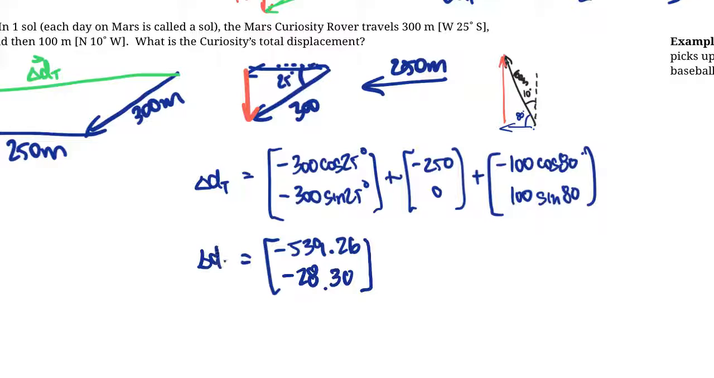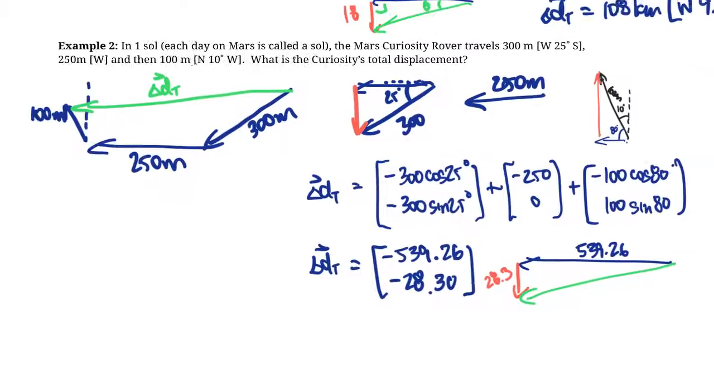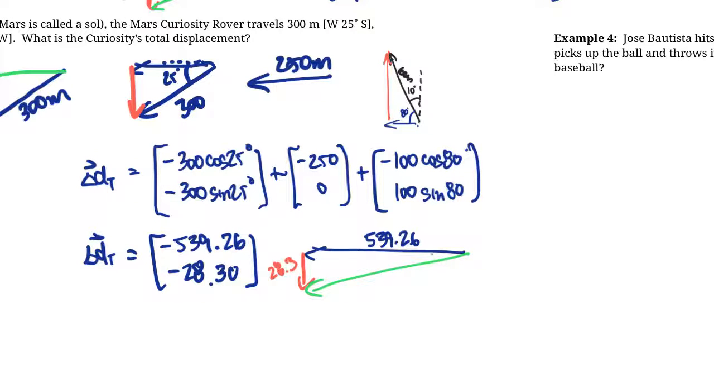There we go. Oh, this should have an arrow over it. This is a vector. So I've calculated my total x and total y components, and that gives me my final triangle. It has a total x component of 539.26 in this direction, and a final y component, it's negative, it goes down, of 28.3. The resultant goes like that, which is sort of what we predicted based on our drawing. It goes mostly to the left, a little bit down. And we need to find that angle there, and we need to find the delta d total.